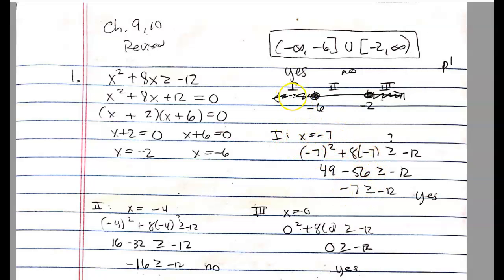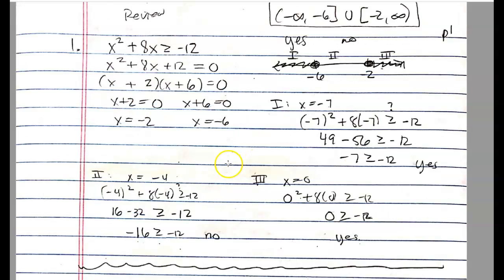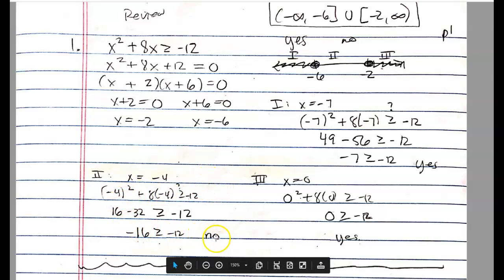You put in -7 or 8 or 9 or whatever, some number from interval 1, and it comes out true. -7 is greater than -12. So I shade that region. Region 2, I picked -4, and you can see it came out false. Now be careful here when you plug in a negative, because -4 in parentheses squared turns it to a +16. In interval 3, I picked 0, and 0 is greater than -12, so I had a yes, no, yes.